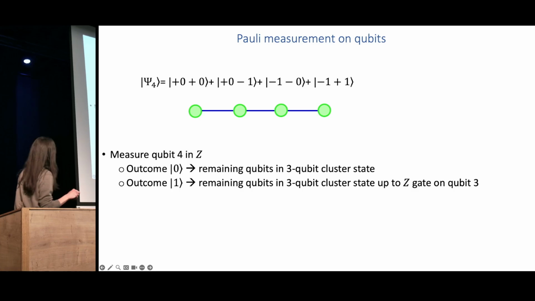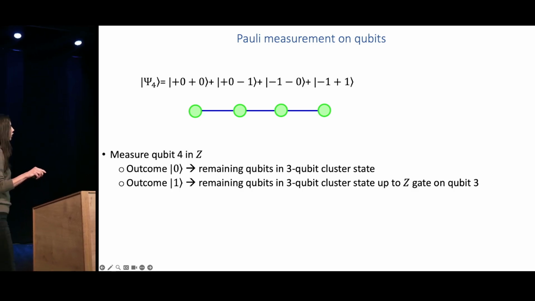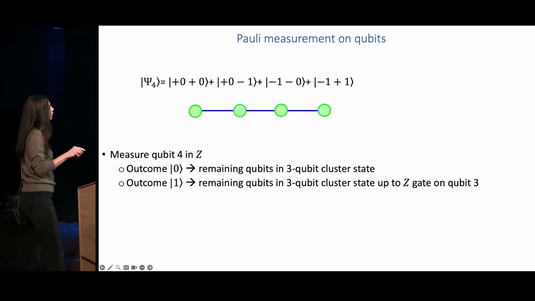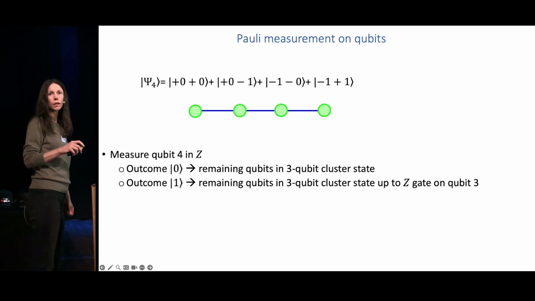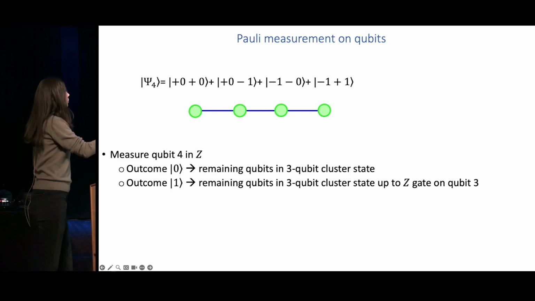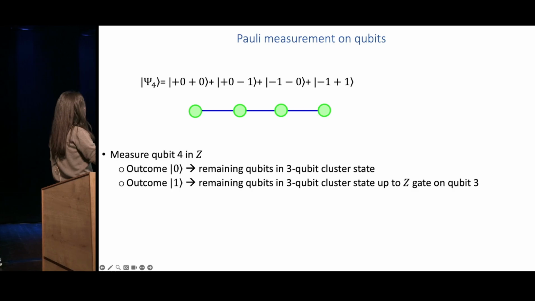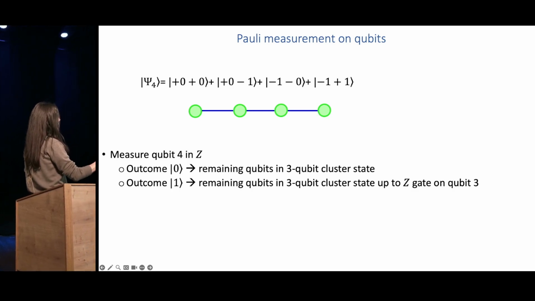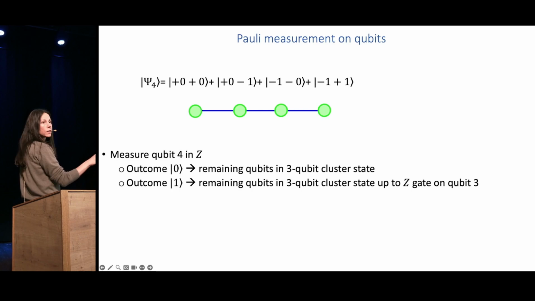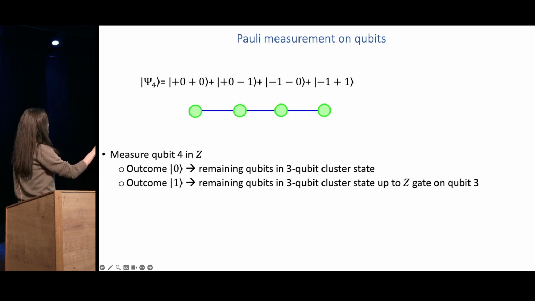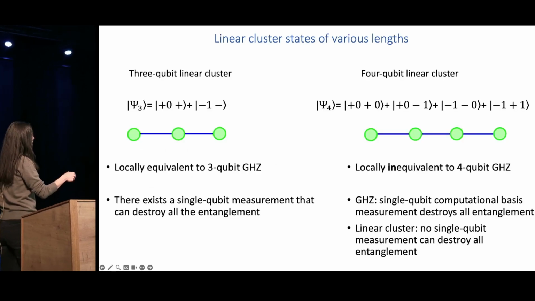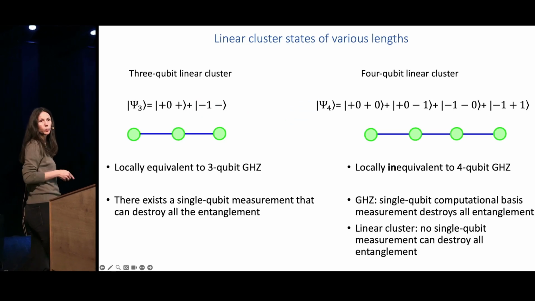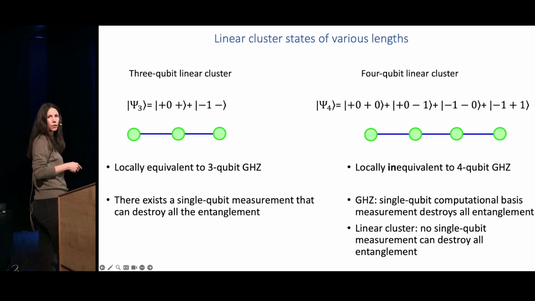So yeah, here it's spelled out. So let's say I measure the 4th qubit. I get outcome 0. Let's look at the state. The first term and the third term are compatible with that measurement, right? So my post-measurement state will be a linear superposition of the first and the third state. And what remains is a 3-qubit cluster state, because I get plus 0 plus, plus minus 1 minus, which if I stare at this is exactly a 3-qubit linear cluster, right?